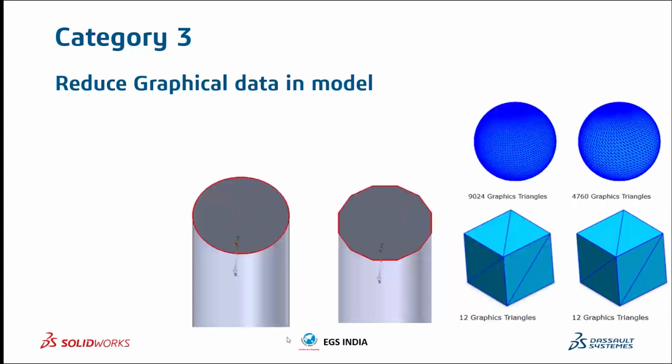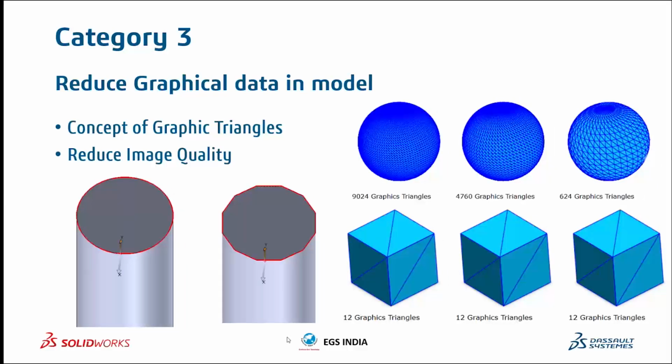All the cylindrical faces or spherical faces or curved faces are going to be broken down into straight lines. So the smaller the straight lines, the more number of triangles, the more detail that the assembly or the part is going to have. But the problem with this is as the number of triangles increases, it also takes a huge toll on your performance over here.